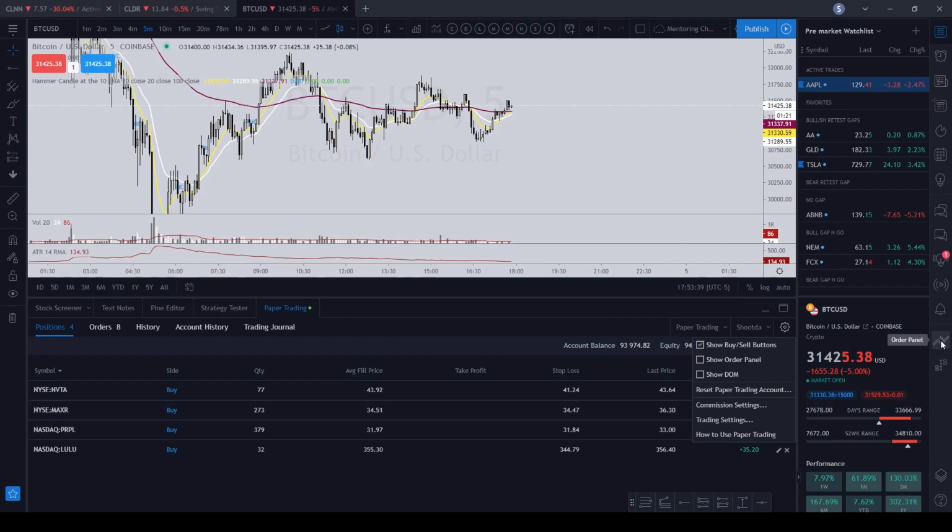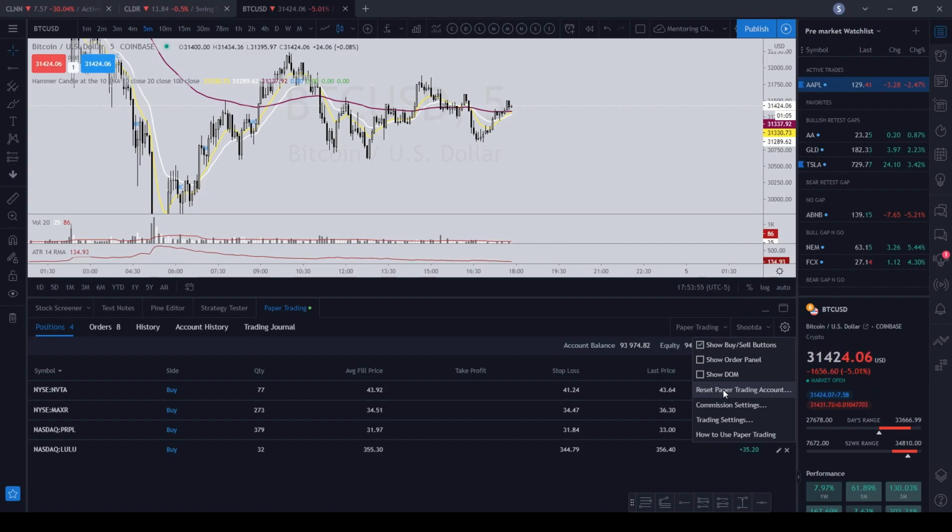That is the order panel, so you can select it there. So here or there. Then you've got your show DOM, which is your depth of market, and you have the option of selecting it here, or you can click the DOM right over on the right-hand side. The next option is your reset paper trading account.